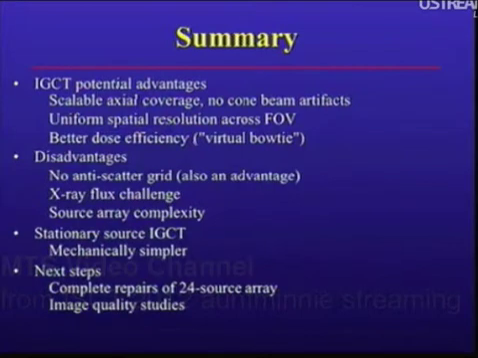So to summarize, inverse geometry has some potential advantages: scalable axial coverage with no cone beam artifacts. I didn't show it, but also uniform spatial resolution across the field of view, and the virtual bow tie gives us better dose efficiency. The disadvantage is that if you illuminate from many sources, you can't have anti-scatter grids. This is also an advantage because you don't have the X-ray loss in the anti-scatter grid. There are flux challenges and source array complexity. The last of those is perhaps correctable, or we could sidestep it with the stationary source idea.